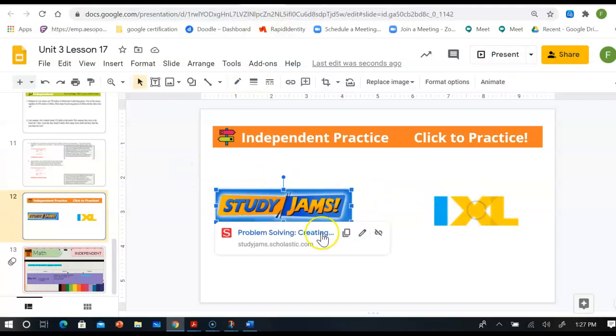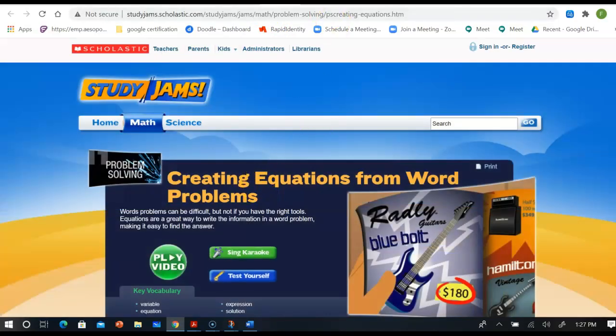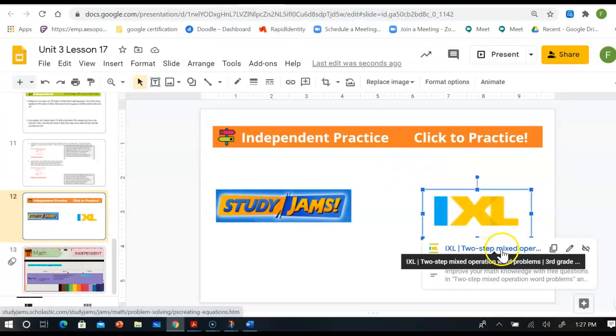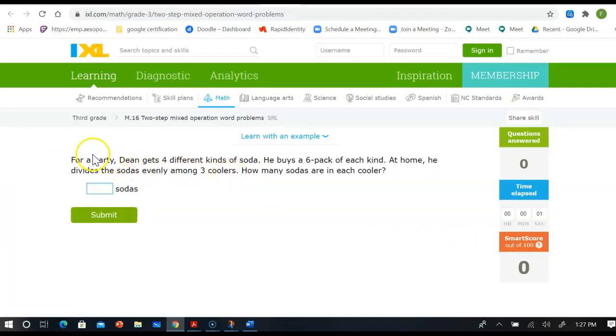And I've got another one right here. It's problem solving. So this one is two-step mixed operations. And this one will give you a series of different practice word problems that you can work on and practice your skills, okay?